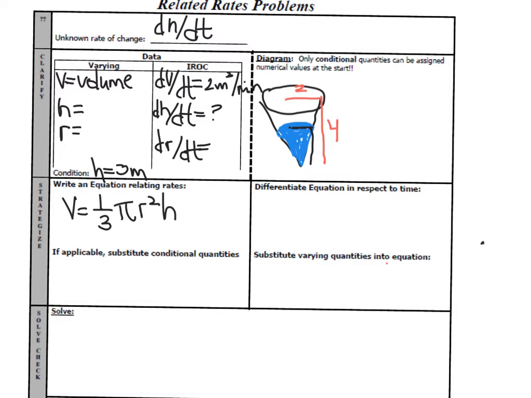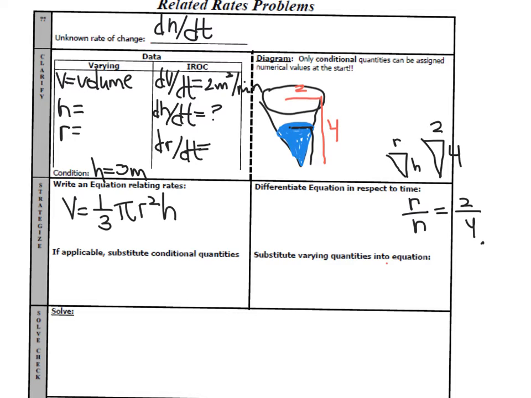Now, we're wanting to know the change in height. You can see we've got some similar triangles going on here. Are you noticing all of the geometry? This is a 2 to 4 relationship. So no matter what the height is, the radius relationship will always be 2 to 4. So that means we could write a proportion, r is to h as 2 is to 4.